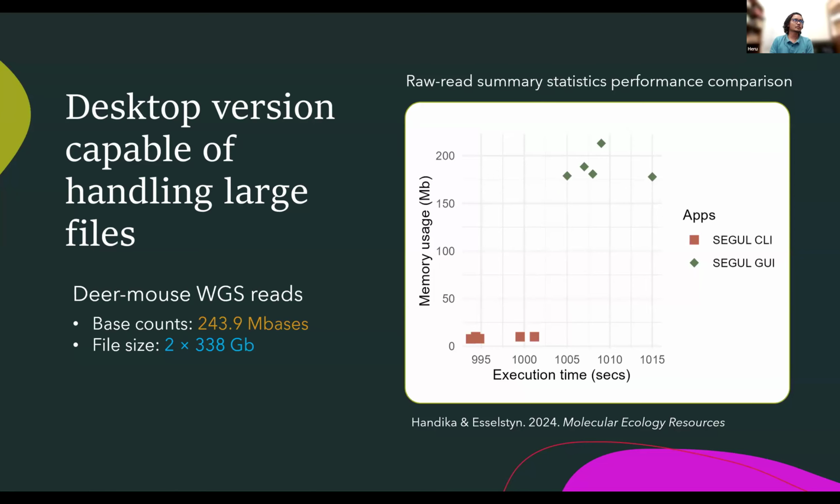The desktop version is also capable of handling large data. We tested it with whole genome sequencing reads of deer mice. The file size of this data set is more than 0.5 terabytes, and Sigul can handle that, whether you're running it in the command line or in the GUI. You see some differences here, but keep in mind that the command line application also needs a terminal application to run, whereas the GUI software runs on its own.